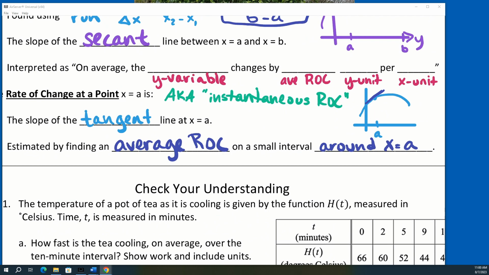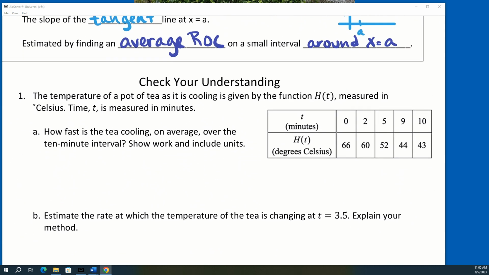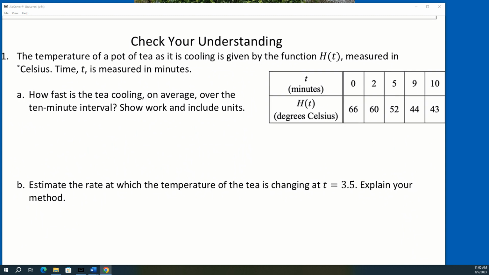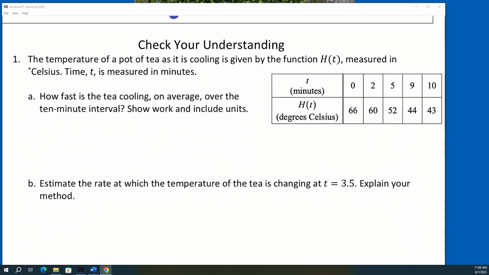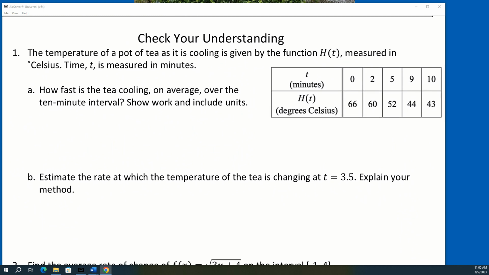Okay, so let's do some examples. Doing example 1 is a really common thing that we actually do in calculus. So you guys are getting a big head start on calculus for sure.